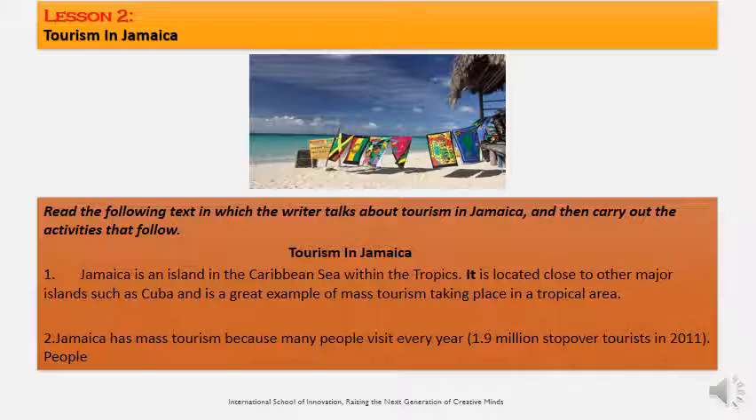Jamaica has mass tourism. Mass tourism means when a large number of people visit the same place every year at the same period of time. So Jamaica has mass tourism because many people visit it every year. 1.9 million stopover tourists in 2011. So in 2011, 1.9 million people visited this country or this island.